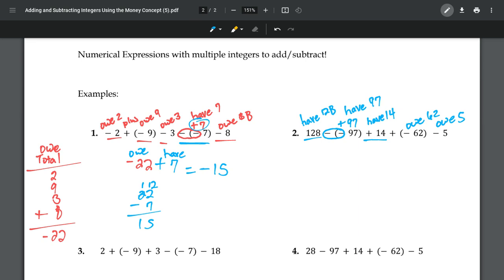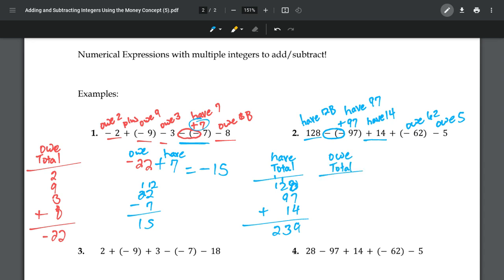So let's do this. Let's figure out how much money you have total. You got 128. You got 97, and you have 14. So let's see. You have 15, 19, 11, 12, 13. Carry that. You got $239 total. But you still owe me some money. How much do you owe me total?